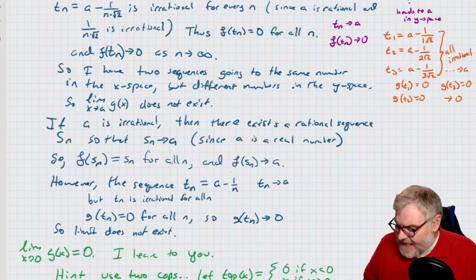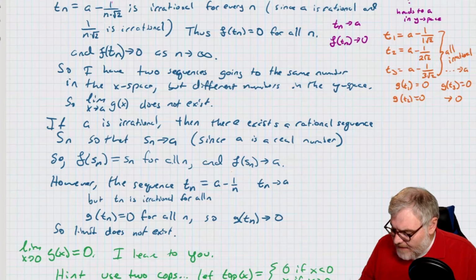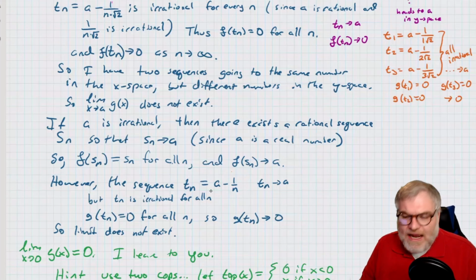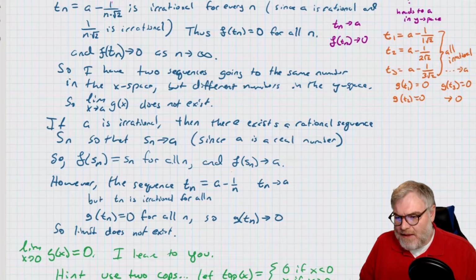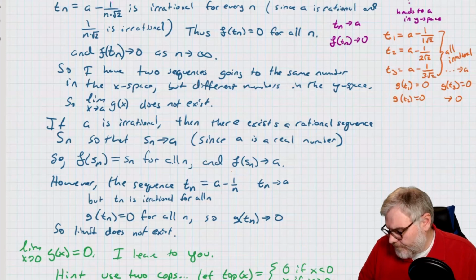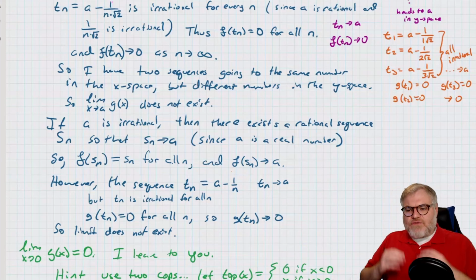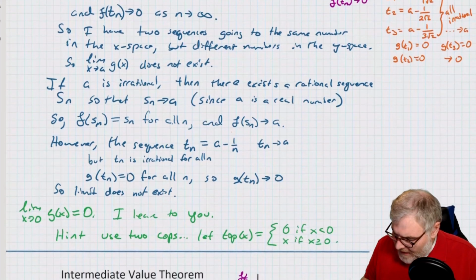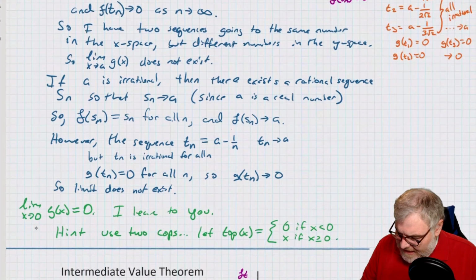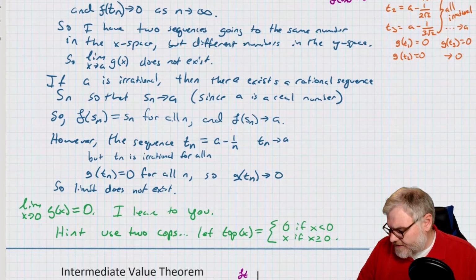However, the sequence Tn equals a minus 1 over n, a is irrational now, so a minus 1 over n is also irrational. So g of Tn equals 0. So the limit doesn't exist. So for any a except 0, I know the limit doesn't exist. Now, I want to prove that the limit as x goes to 0 of g of x equals 0, and I'll leave that to you. That's on the bootleg.